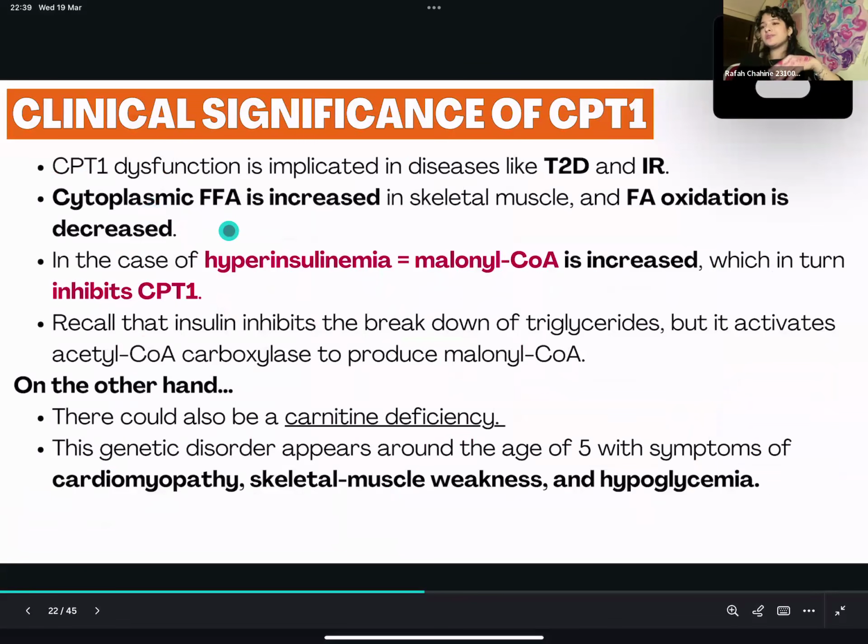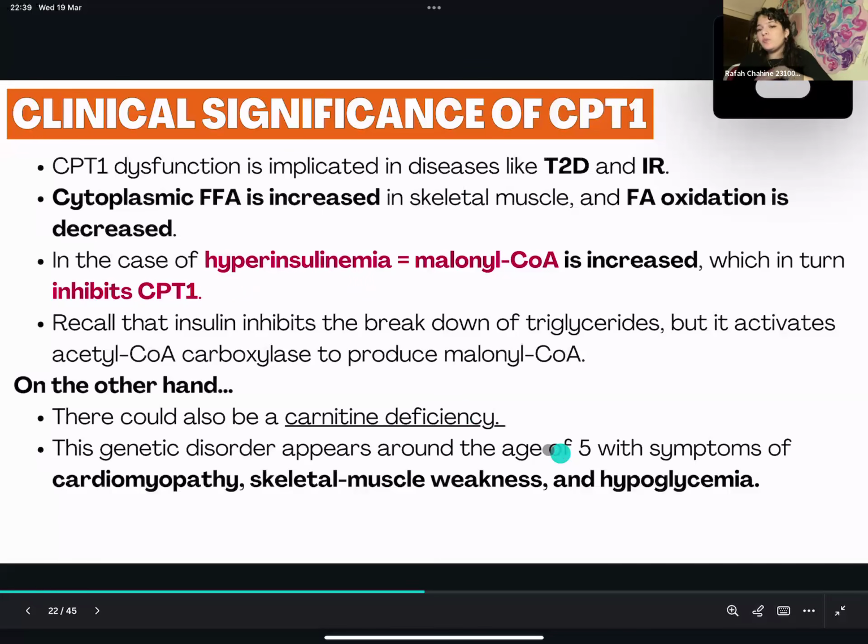Now, this second bullet point is basically all about fatty acid synthesis. So when I have an increased amount of insulin, that means I have an increased amount of fatty acids being synthesized, which will increase cytoplasmic fatty acid in skeletal muscles. And fatty acid oxidation will obviously be decreased because we are inhibiting CPT1 with malonyl-CoA.